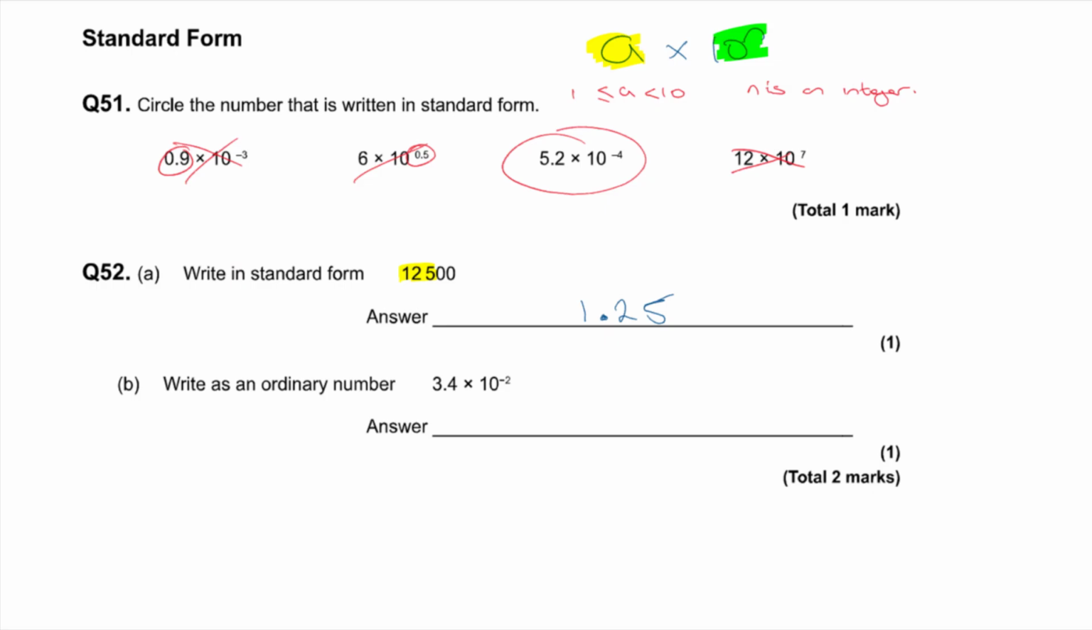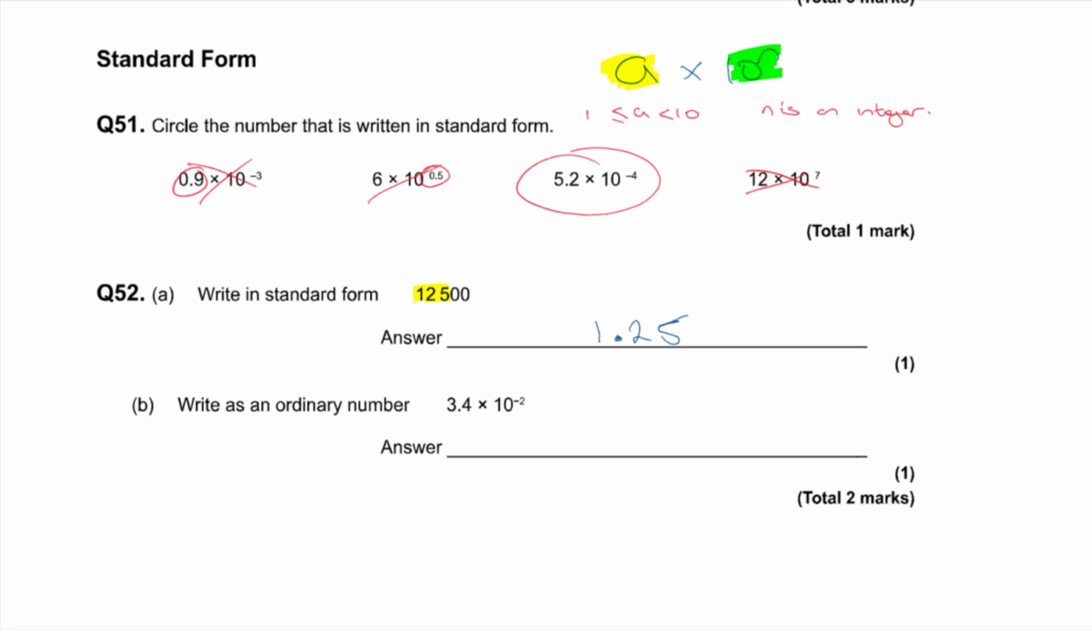Now for 12,500, there are two ways of thinking about this. You can think about how far the decimal point has shifted. It was here and it's gone 1, 2, 3, 4 jumps to the left. So that means it's times 10 to the 4. That's one way of thinking about it.